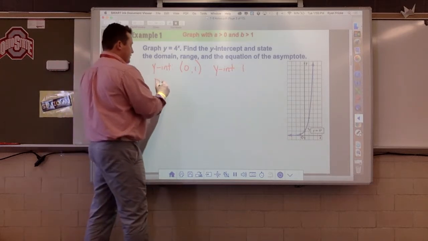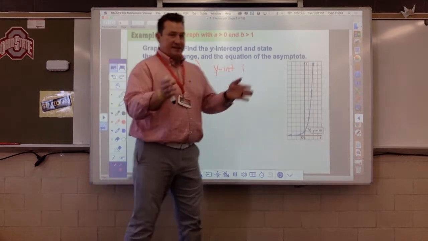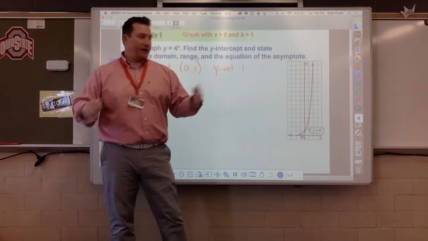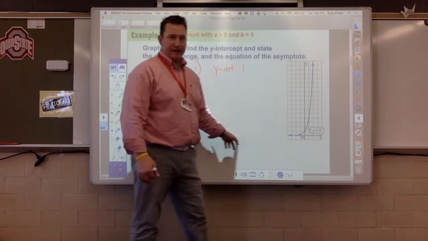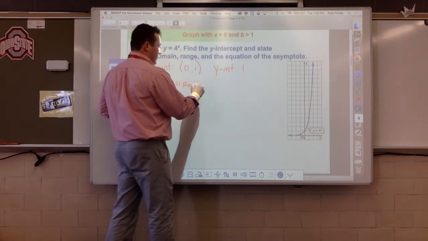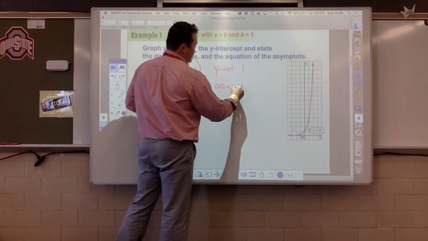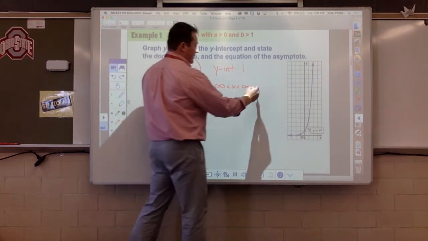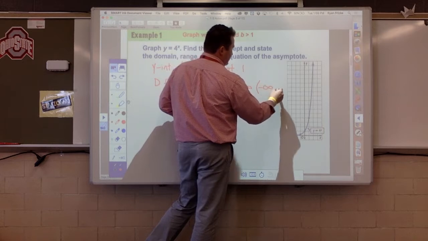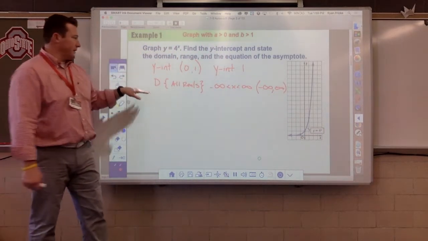Domain and range. Domain. Okay, so again, scan left to right. Are there any x values that this function will not get to? No. However you want to write it: all real numbers, or negative infinity is less than x is less than positive infinity. Brackets, okay, don't care. They all mean the same thing.